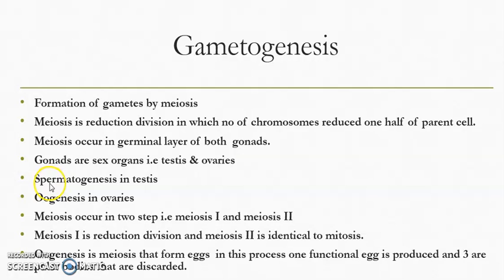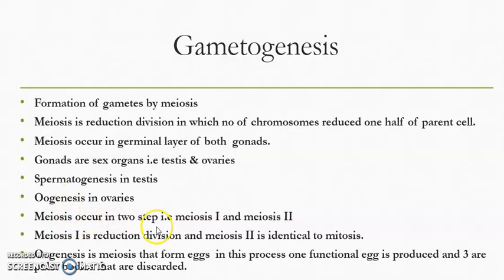Next is gametogenesis: spermatogenesis in testes and oogenesis in ovaries. This is the type of meiosis. If it is involved in the formation of sperm, it is called spermatogenesis. If it is involved in the formation of egg, then it is called oogenesis. Egg is also called oocyte.